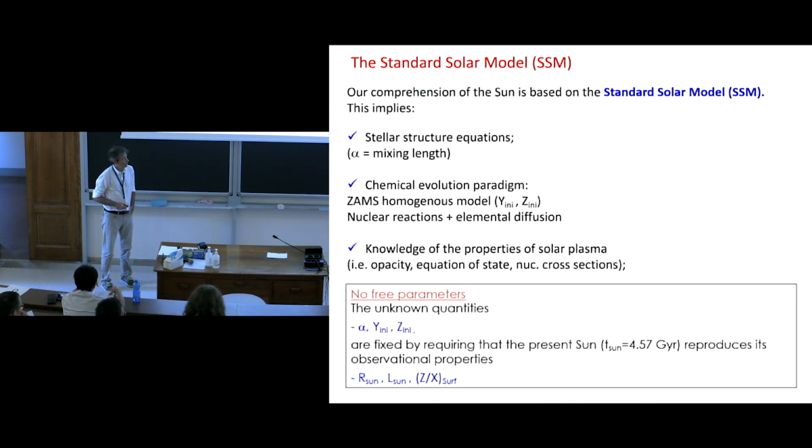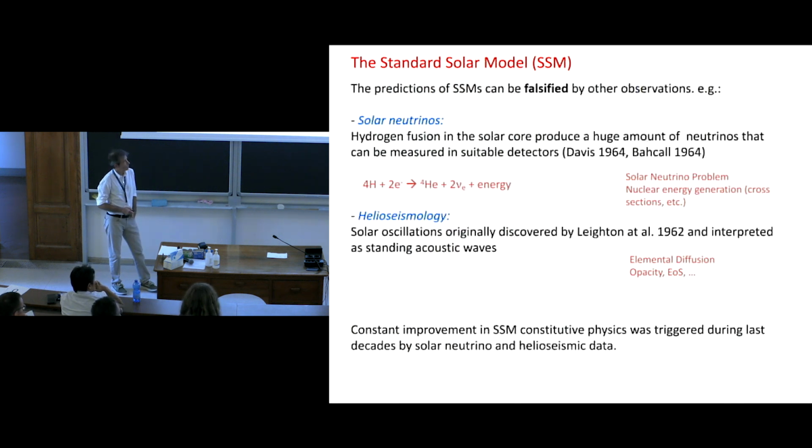In particular, the radius of the sun, its radiative luminosity, and the abundance of heavy elements at the surface of the present sun. Now, the important point is that after this calibration procedure, there are no free parameters. And so this means that the model is fully predictive.